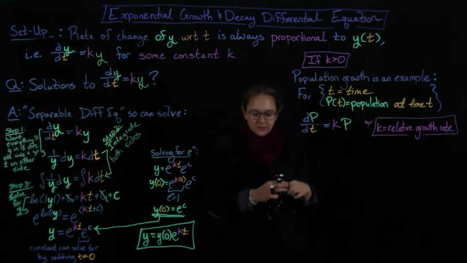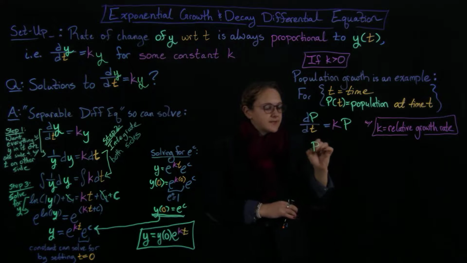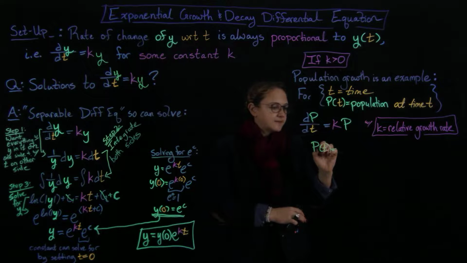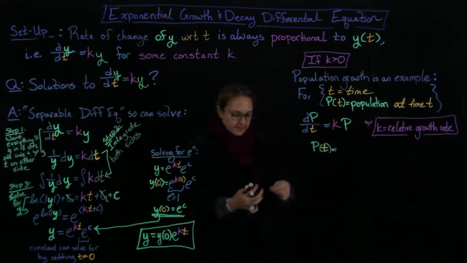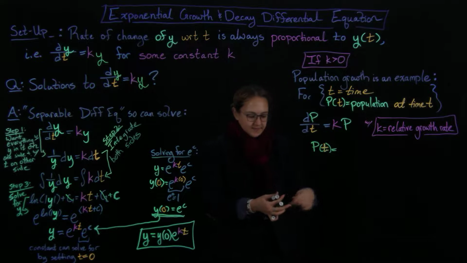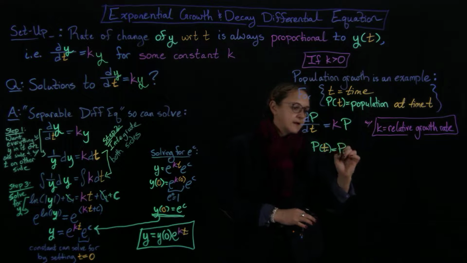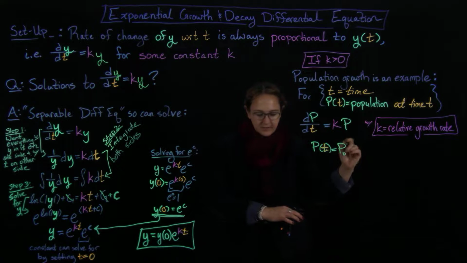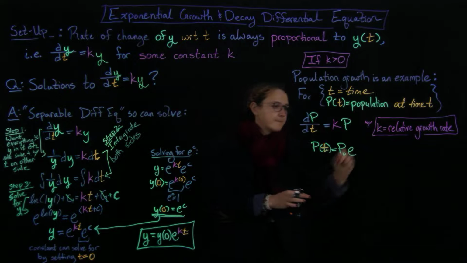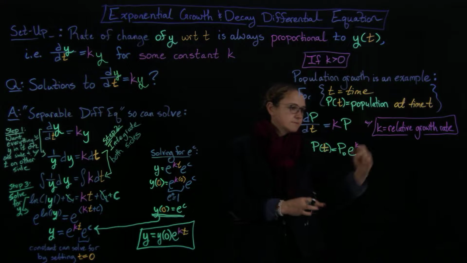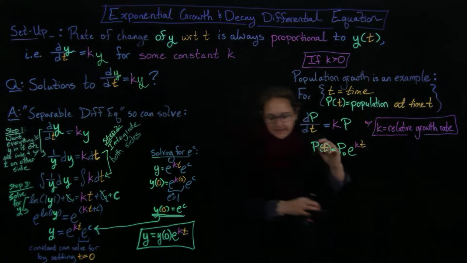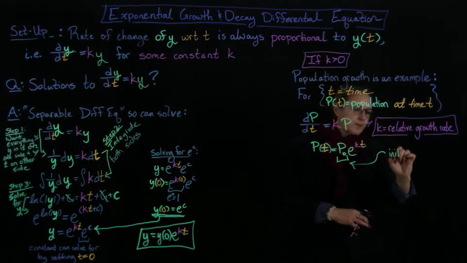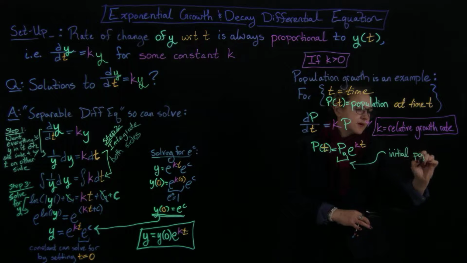Okay, and then my solution is P of t equals, we do actually have this P naught, which is the same thing as having the y0 there. So this is going to be my initial population, times e to the kt. And as I said, this is my initial population, or my population at time 0.